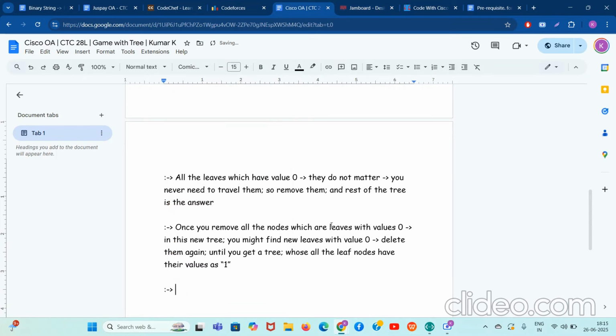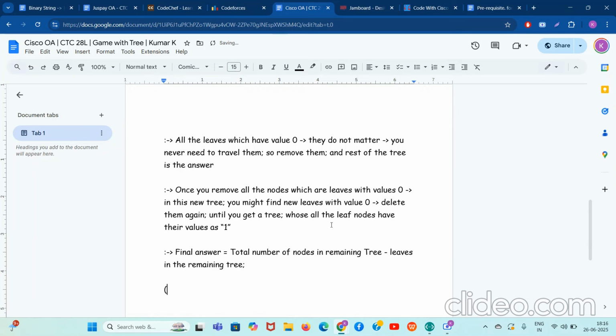So the final answer will be what? Final answer will be the total number of nodes in the remaining tree minus the leaves in the remaining tree, whose values are all 1. Okay, that you already know. So all the leaf nodes will have value 1. So this is the remaining structure, right? Final answer will be what?